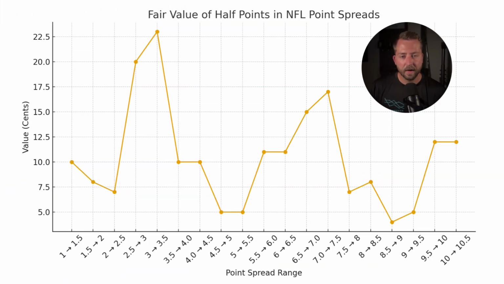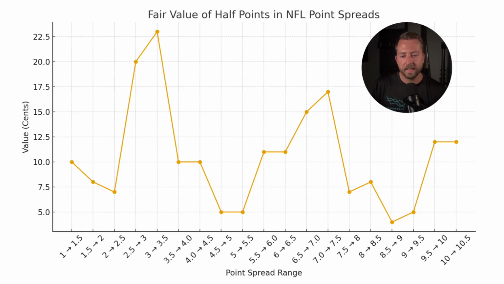So here's the line graph that I made to determine the fair value of each movement in the market between a 1 point spread and a 10.5 point spread, which are obviously your most common point spreads in the NFL. So on the x-axis, I have those line movements from 1 to 1.5, from 1.5 to 2. This also works in reverse. So if you're moving from a 3 down to a 2.5, it's also 23 cents of value, but in the opposite direction, if that makes sense. We'll go into that a little bit more.